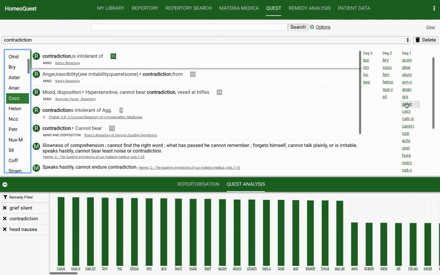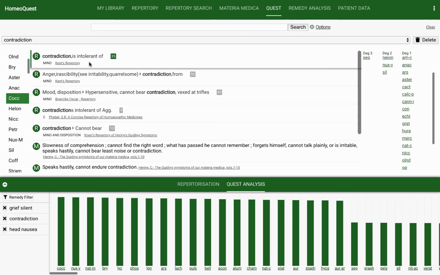So Cocculus, as you can see in this particular rubric, say we have Cocculus and we have contradiction, intolerant of. Can you see Cocculus is in grade 2, Natrum mur is in grade 1 here. Or Natrum mur is not even present in Kent's repertory rubric contradiction, intolerant of. So how interesting is that? Natrum carbonicum, but Natrum mur isn't here, whereas Cocculus is here. So that's quite interesting for me.